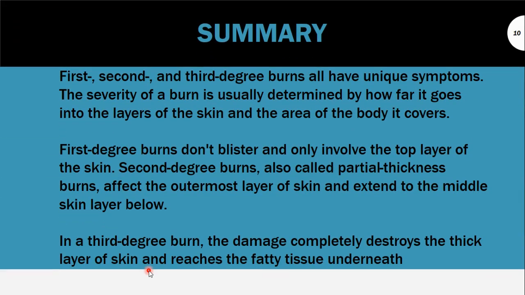So summary for this: first, second, and third degree burns all have unique symptoms. The severity of a burn is usually determined by how far it goes into the layers of the skin and the area of the body it covers. First degree burns don't blister and only involve the top layer of the skin. Second degree burns, also called partial thickness burns, affect the outermost layer of the skin and extend to the middle of the skin layer below. In a third degree burn, the damage completely destroys the thick layer of skin and reaches the fatty tissue underneath.